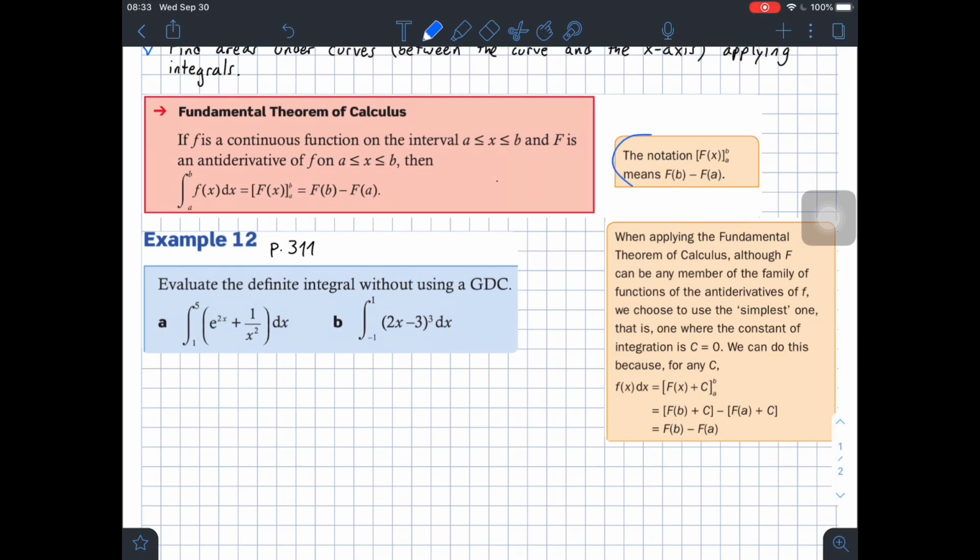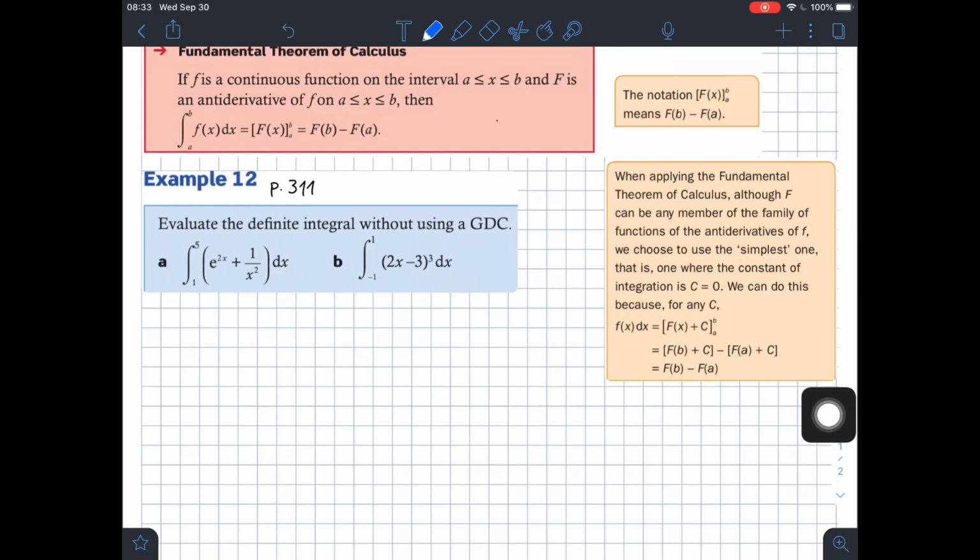So here it says the notation, F of x from a to b means finding this subtraction, F of b minus F of a. Then here it says, when applying the fundamental theorem of calculus, although F can be any member of the family of functions of the antiderivative of f, we choose to use the simplest one, that is, one where the constant of integration c is equal to 0.